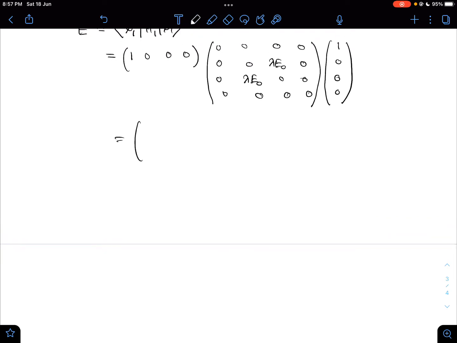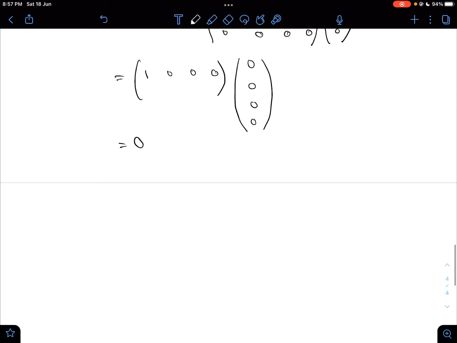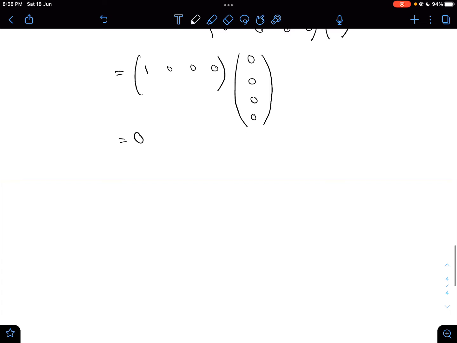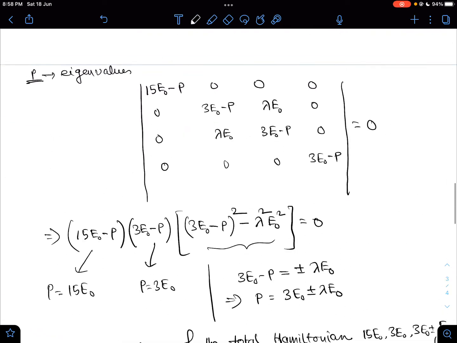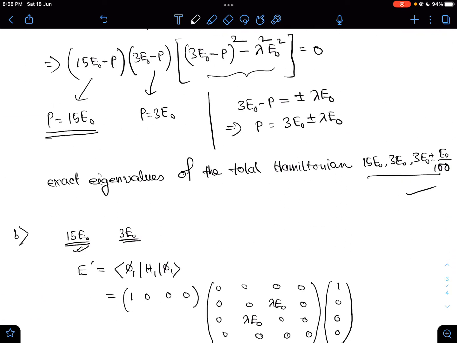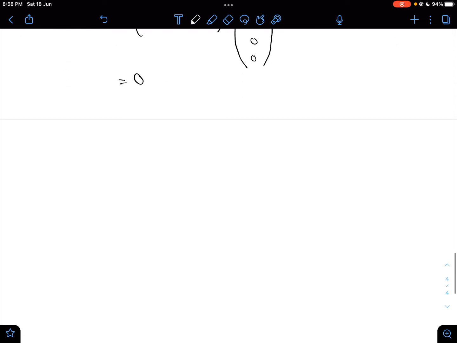So this will be 1 0 0, and from this we will get 0, and from the second term we will also get 0. From the third term we will also get 0. From the last one we will also get 0. So it will be 0. So for the eigenvalue 15E0 the correction is 0. If we apply the perturbation H1, our eigenvalue will still be 15E0, like what we have obtained in our exact case. So this is identical.